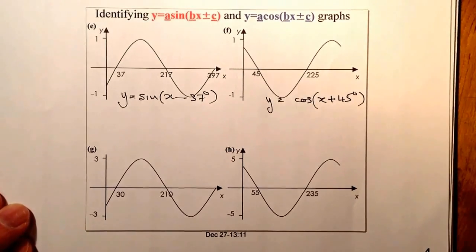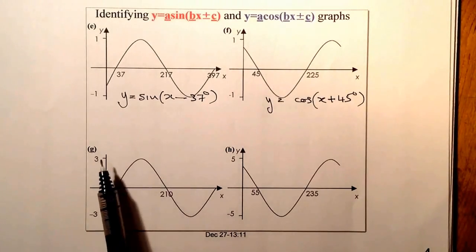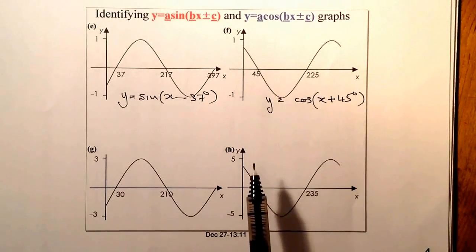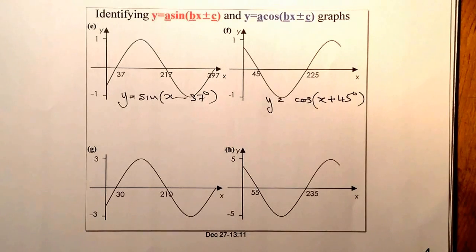Okay, so looking at these graphs here, G and H, I can see that they go up to 3 and minus 3. This one goes to 5 and minus 5. So I'm going to take that into consideration as well when I write down the equation of this graph.